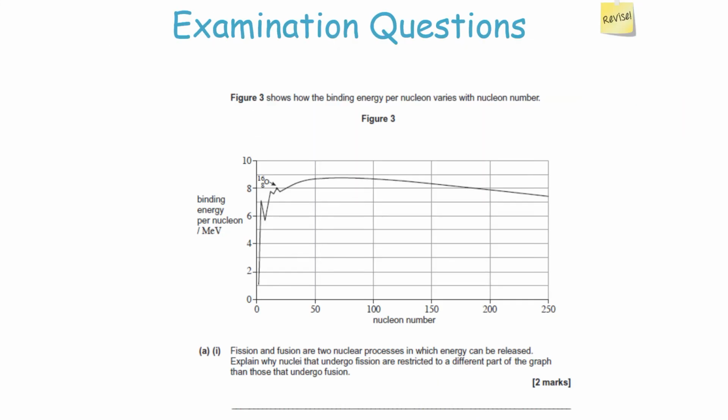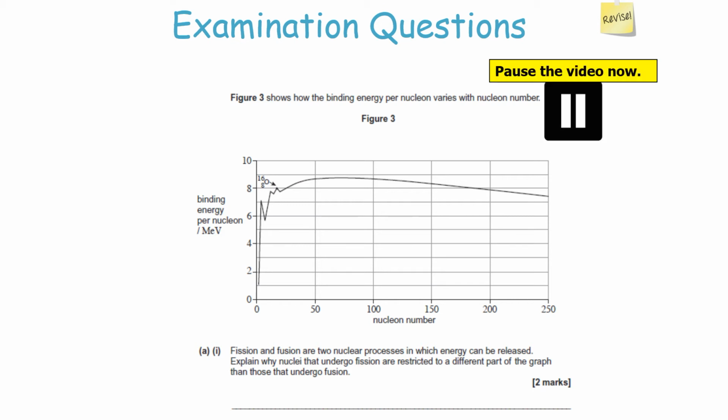Figure 3 shows how the binding energy per nucleon varies with the nucleon number. Fission and fusion are two nuclear processes in which energy can be released. Explain why nuclei that undergo fission are restricted to a different part of the graph than those that undergo fusion. So pause the video now and then unpause the video when you want to go through the answer.